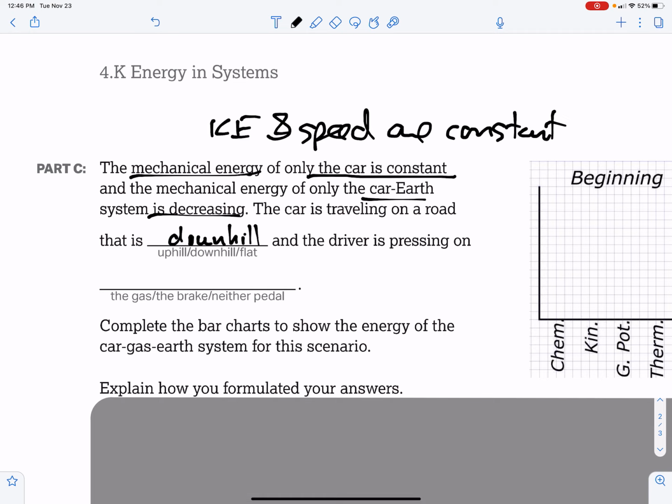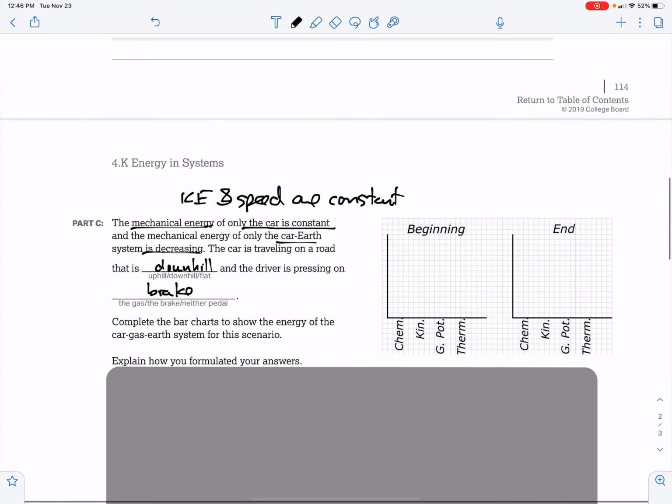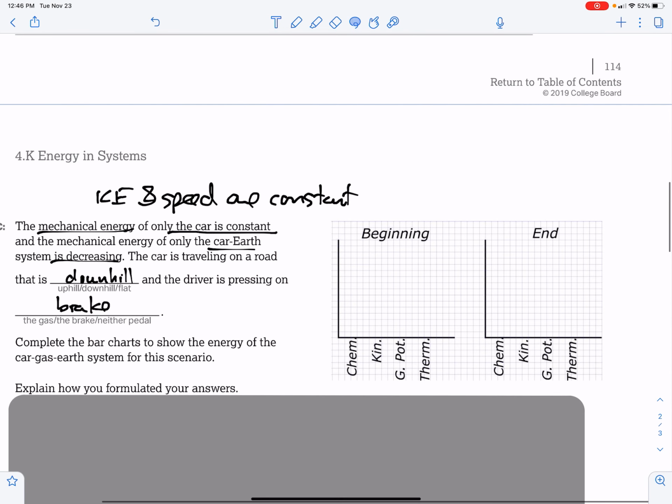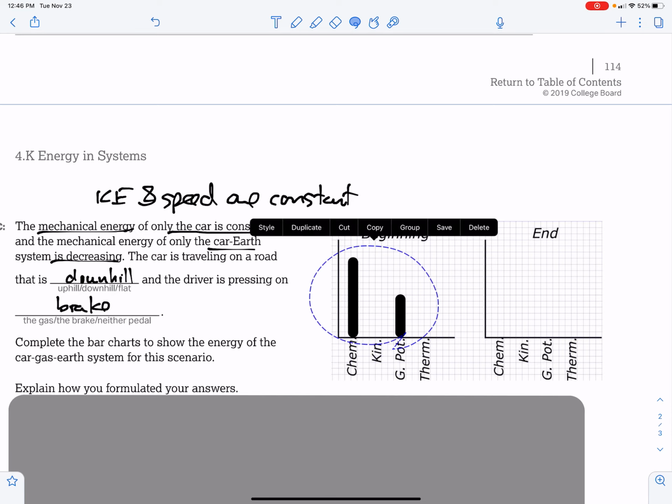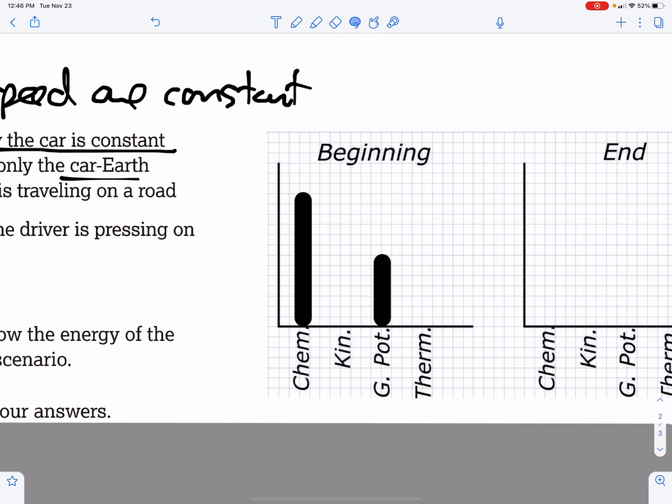Now, how do you keep the speed of the car remaining constant as you're going downhill? Because if you're going downhill, you should be accelerating. You should be going faster. So how do you prevent yourself from going faster? You have to be pressing the brake pedal, which means I'm going to start with my 20 units of energy, okay?